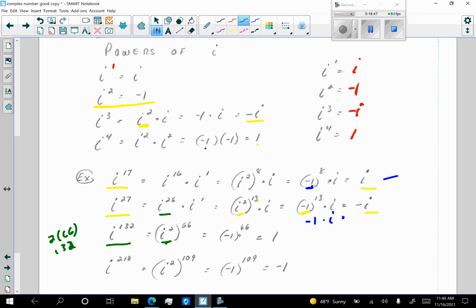And what's negative 1 to the power of 66? This expression here means that I'm going to multiply negative 1 by itself an even number of times, because that's simply going to be 1. It's going to be positive 1. It's going to be negative 1 times negative 1 times negative 1, 66 times. That's going to be 1. What's that say? Well, that says that I to the 132nd power is equal to 1.